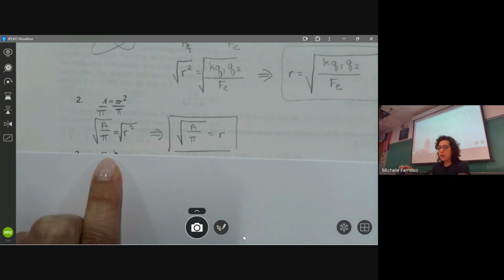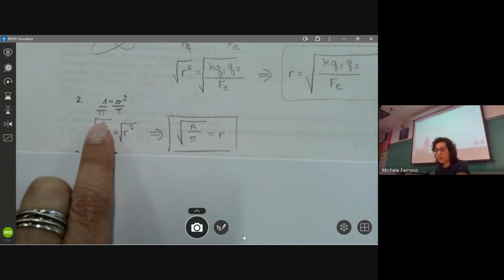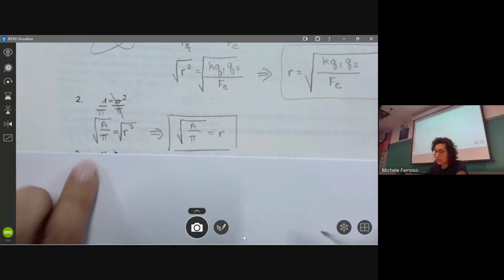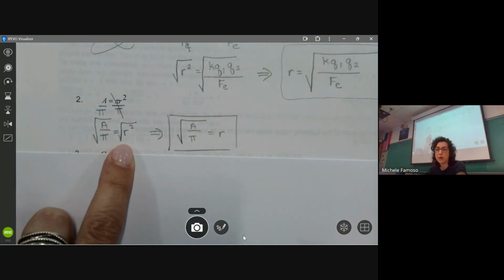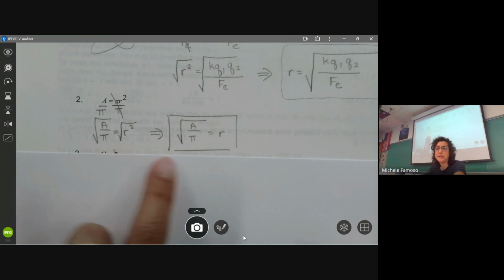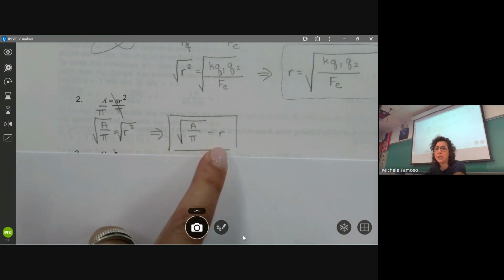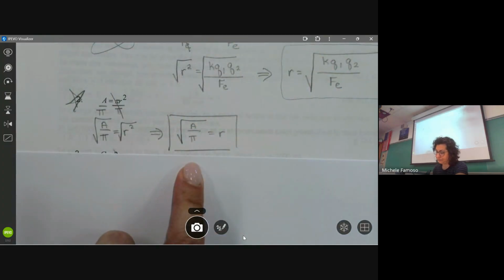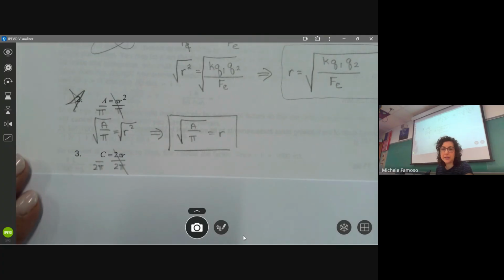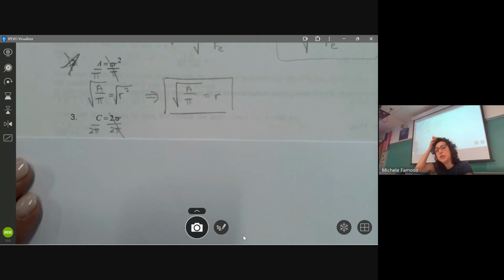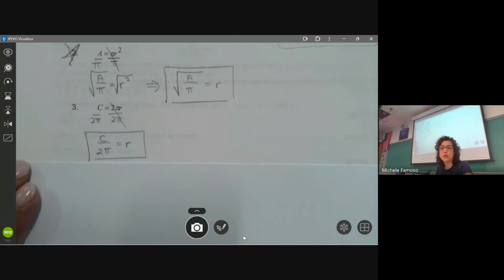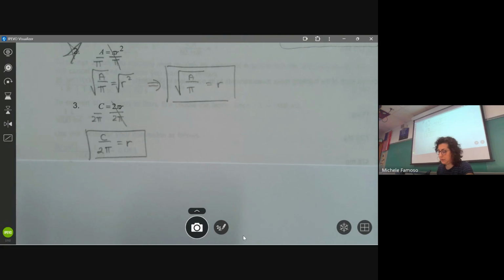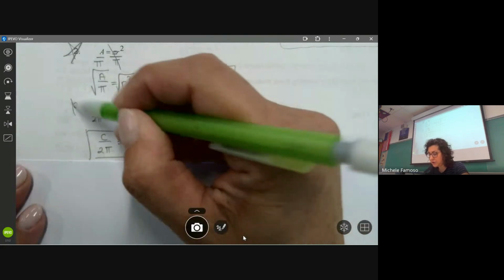Number 2, we should have divided both sides by pi first, giving us A over pi is r squared. Then you take the square root of both sides, giving you the square root of A over pi equals r. If you got it right, give yourself a star. Number 3, this is the circumference of a circle equation. We're going to divide both sides by 2 pi. That cancels out, leaving us with C over 2 pi equals r. If you got it right, give yourself a star.